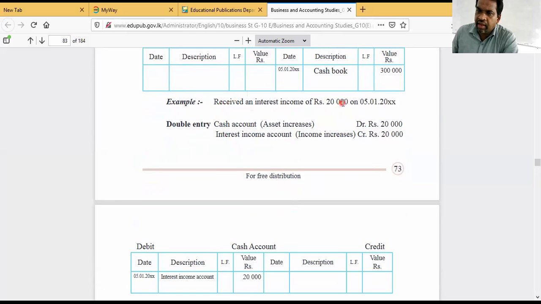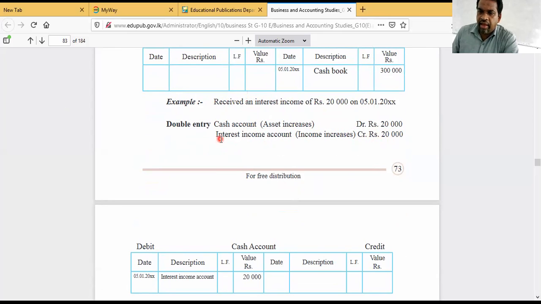Received an interest income of 20,000 on 5th January 2020. When you receive interest in cash, the cash asset will increase. When there is an increase in asset, you debit. That's why cash account DR 20,000. Equally, your interest income account, they have credited by.